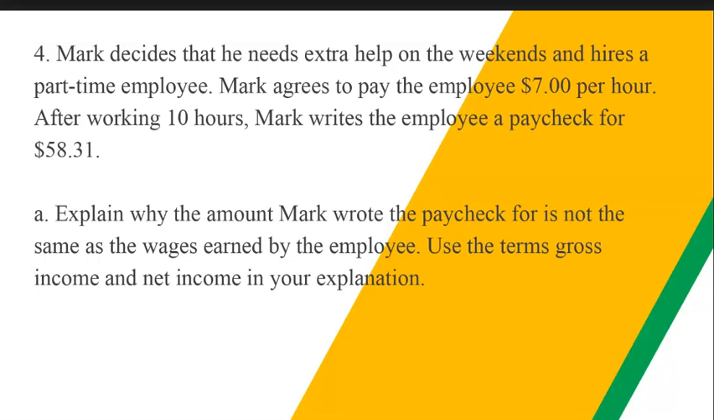Thursday, problem 4. Mark decides that he needs extra help on the weekends and hires a part-time employee. Mark agrees to pay the employee $7 per hour. After working 10 hours, Mark writes the employee a paycheck for $58.31. A. Explain why the amount Mark wrote the paycheck for is not the same as the wages earned by the employee. Use the terms gross income, net income in your explanation. This concludes Thursday assignment problem 4.